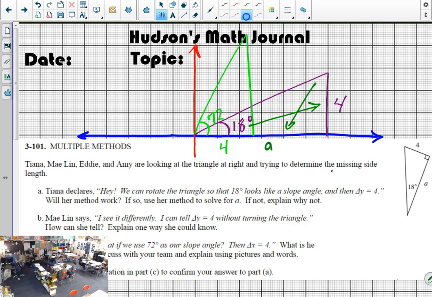We rise 1 for every 3 we run. So we know that we rise 1 for every 3 that we run, based off that 18 degrees equaling a 1/3 ratio, and that's really like an m of 1/3. This is kind of messy. You have to know what we're talking about here to understand why that makes sense, right? So if I have a rise like whatever Tiana describes, a rise of 4, how does that help us solve? What must our run be?